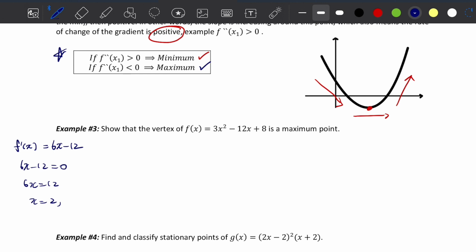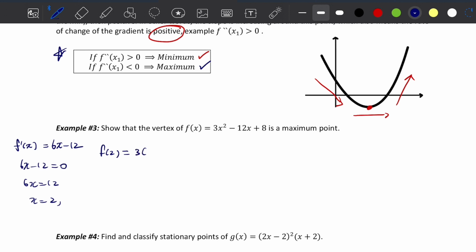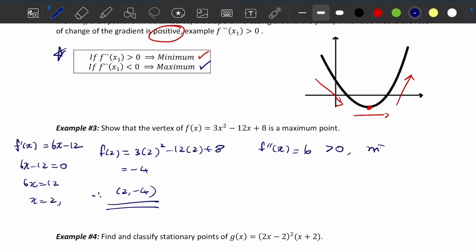That means we can also identify the y value by substituting x equals 2 into the original function. So we get 3 times 2 squared minus 12 times 2 plus 8, which gives minus 4. So we have the turning point (2, -4). But now we need to figure out whether this is a maximum or minimum point, right? So we find the second derivative of this function. We get 6, and you can see that 6 is greater than 0. So that means we have a minimum point.